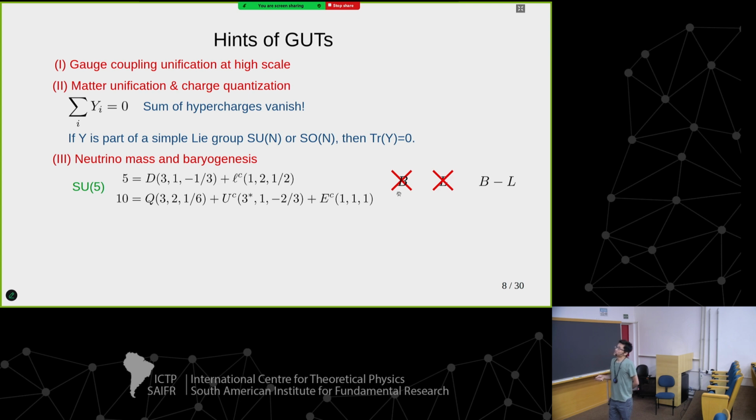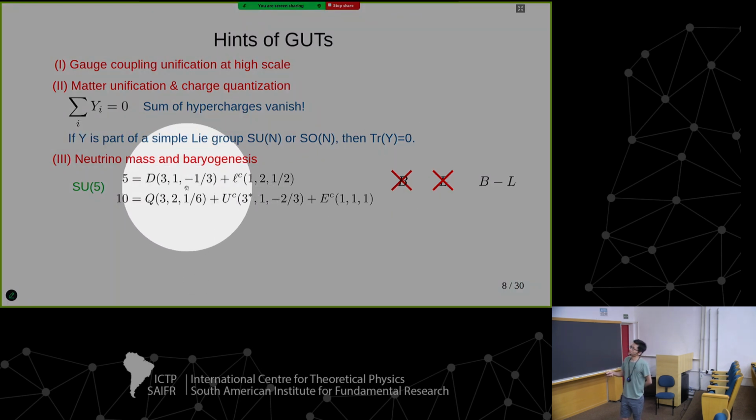And then the third one has to do with neutrino mass. Because neutrino mass is not there in the standard model, let's see if a grand unified theory can make it. So for example, if you partially unify the matter in the 5 and the 10 of the SU5, you can fit all these five species of the standard model particles in the 5 and 10.